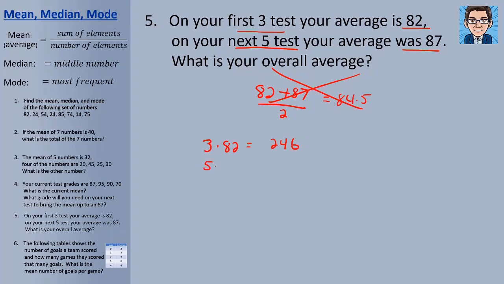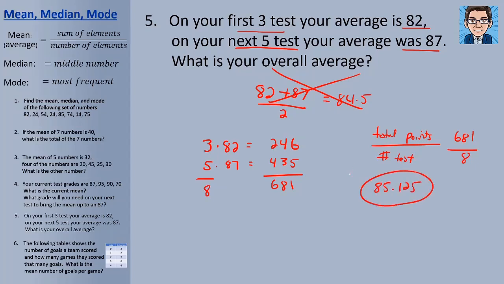On the next 5, if our average was 87, then we have a total of 435 points. So to find our overall average, we need our overall total points divided by our number of tests. So if we add these up, we're going to have 681 total points, and we have 8 total tests. So we would do 681 divided by 8, and that's going to get us 85.125 as our average. And you can see it is higher than if we just took the average of the averages, because we've got more tests at a higher score than we have tests at a lower score.